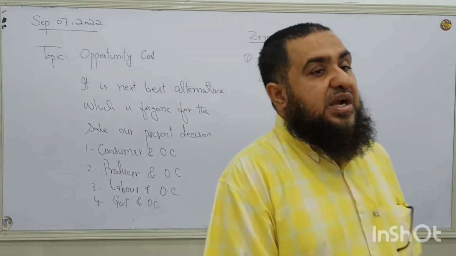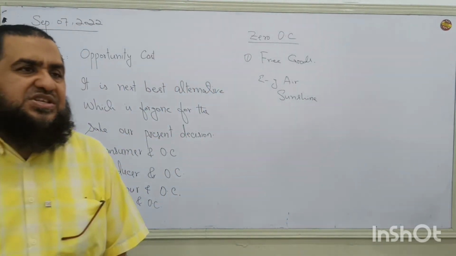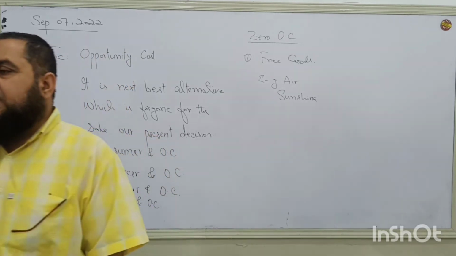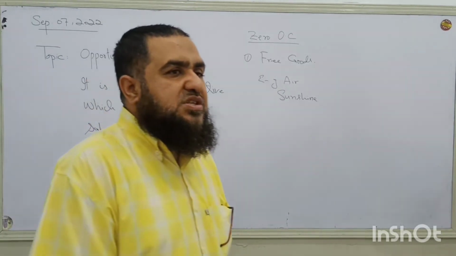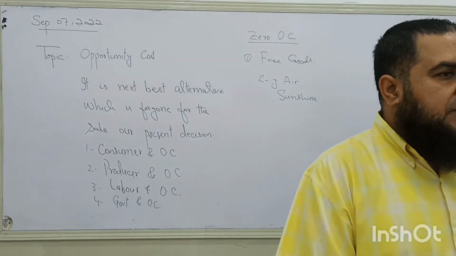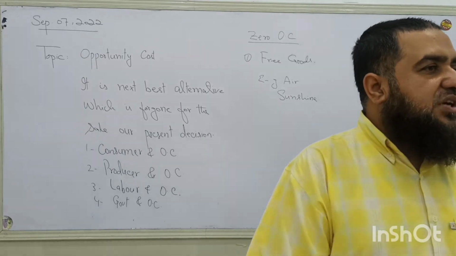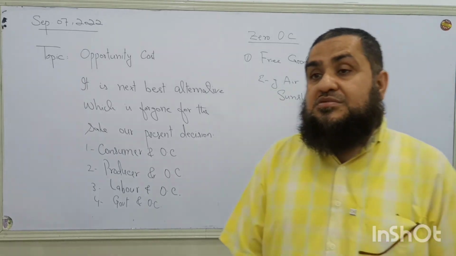Okay, my question is that if someone is distributing a consumer item as charity, for example, food is distributed among poor people as charity, do you think that food which is distributed is a free good? That was an MCQ related to this charity. Do you think that distributed charity food is a free good?